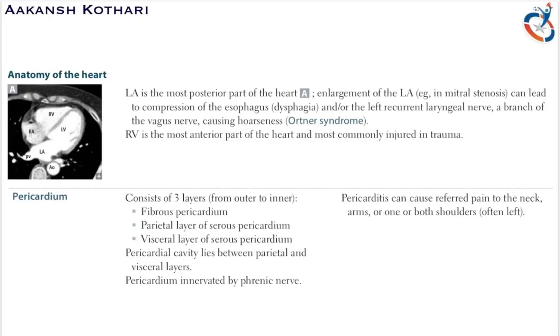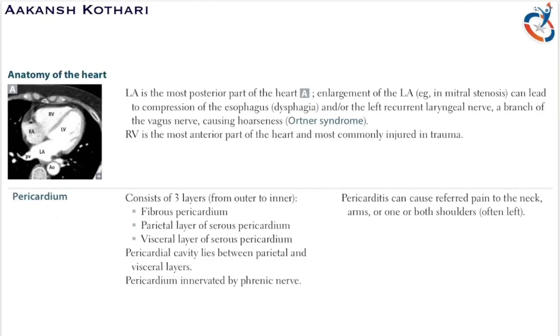Now the right ventricle is the anterior most part of the heart, and hence it is the most common site of injury during trauma. So if there is a case of trauma of the chest, then the most likely part to be injured is going to be the right ventricle. Is it clear? Now let's talk about the pericardium.